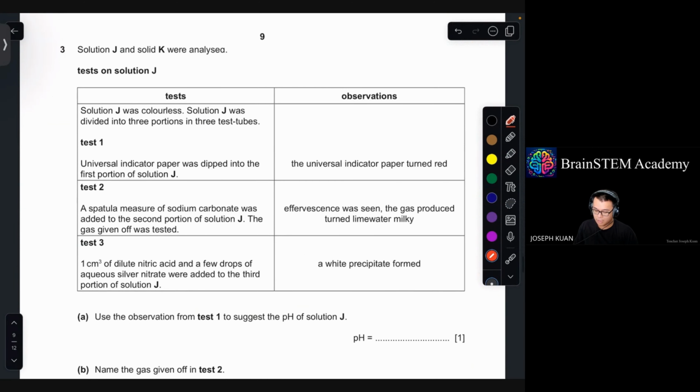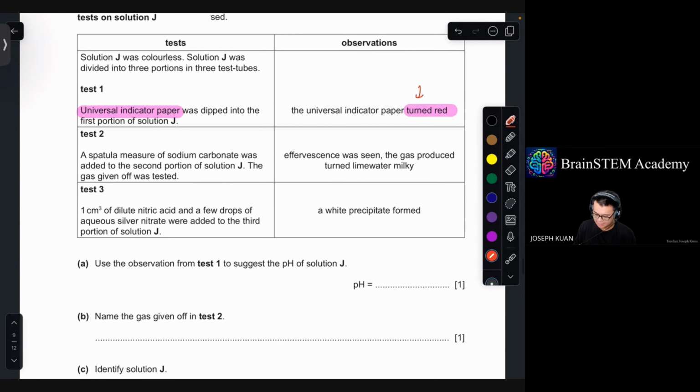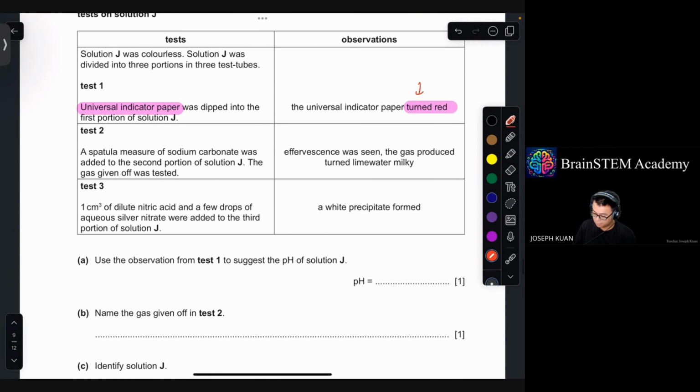All right, moving on to 3. Solution J and solution K were analyzed. Test on solution J. Solution J was colorless. Solution J was divided into 3 portions in 3 test tubes. The first test tells you that universal indicator paper was dipped into the first portion of solution J, and then it turns red as an observation. So it will mean that it is extremely acidic, which is like pH 1.